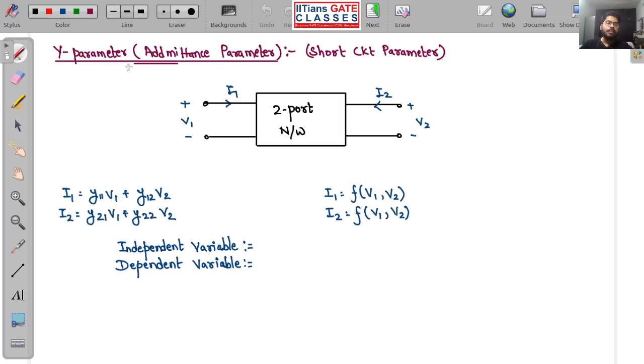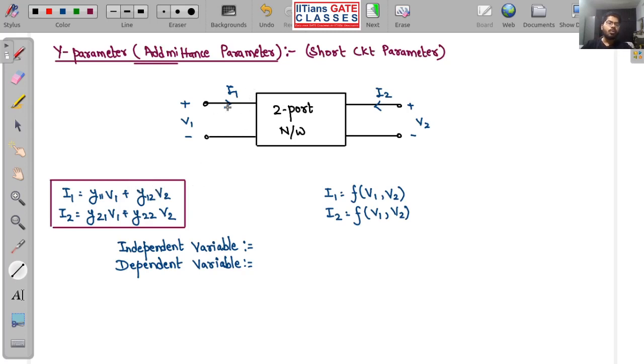Now the next parameter we have is the Y parameter. The Y parameter, or admittance parameter, is also known as the short circuit parameter. Why short circuit? We will see.